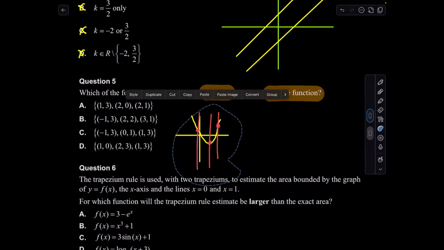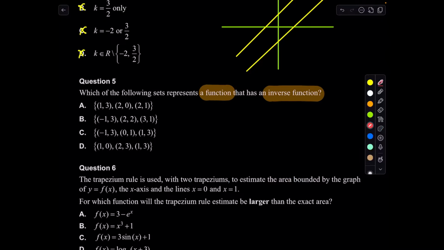Yeah. So first of all, for it to be a function, of course, it must also pass something called the vertical line test, yeah? Make sure you remember the vertical line test. And let's look at the inverse function part here.